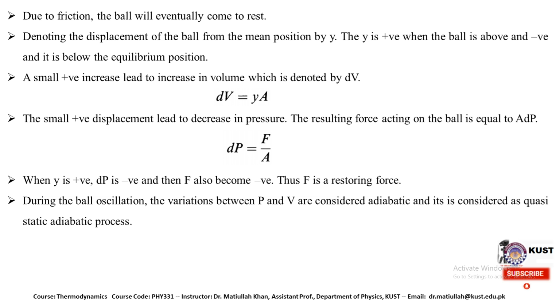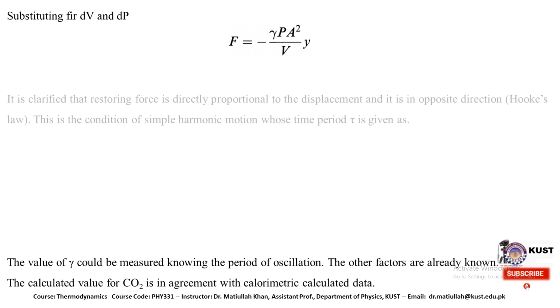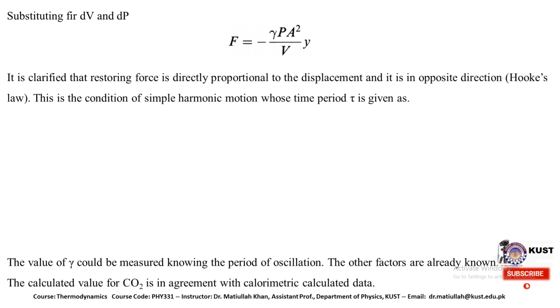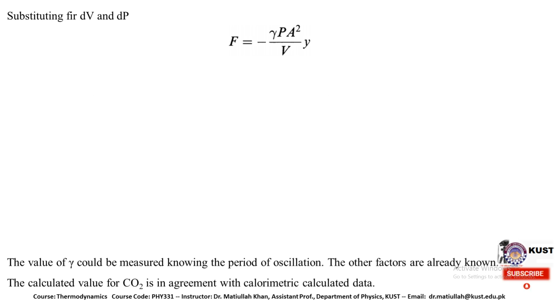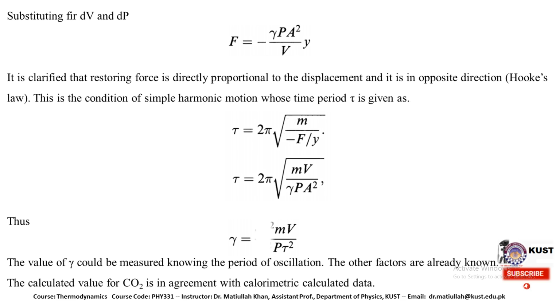and it is considered a quasi-static adiabatic process. So you can apply the adiabatic condition, PV to the power gamma is equal to a constant quantity. Further, this equation can be written for a particular case as gamma P V^(gamma-1) dV plus V dP is equal to 0. So what happens if we put this value of gamma over here? We get F is equal to minus gamma P A squared divided by V into y.